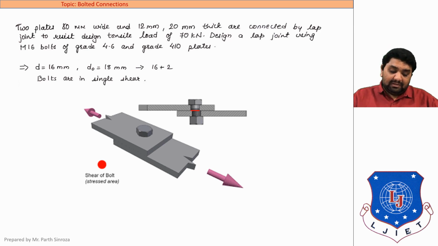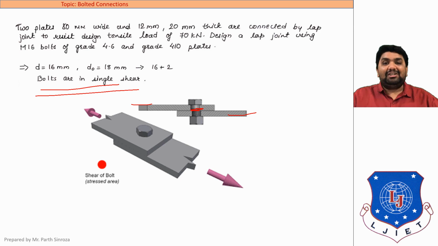As you can see, this is our plate 1, this is our plate 2. If we need to overlap it, or provide a lap joint and provide a bolt connection in it, how many shear planes will get affected? Just one, that is being prescribed here. Clear? Only one shear plane will get affected in this case. So the bolts will be in single shear.